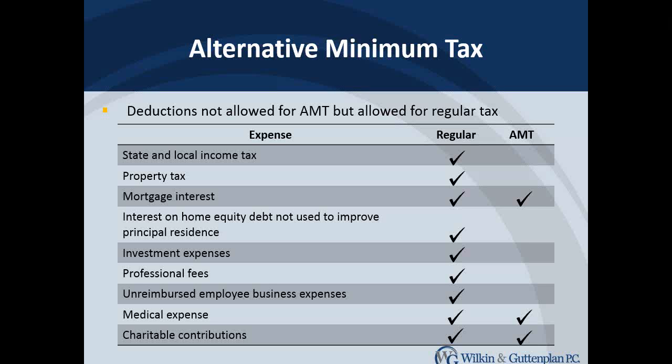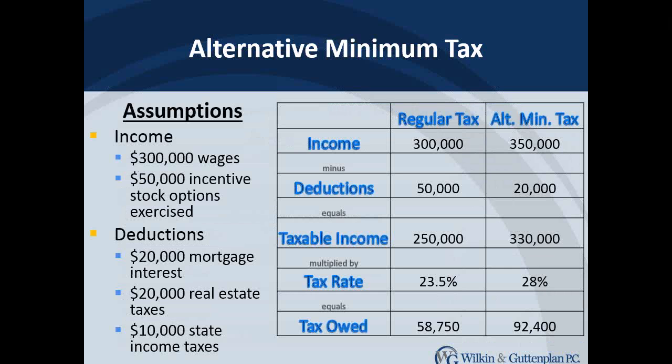And you'll notice the big ones. Up in the Northeast, we have high income taxes, high real estate taxes. All of those taxes are completely disallowed as deductions for AMT purposes. The other thing is unreimbursed employee business expenses, also something kind of common, completely disallowed for AMT purposes. So let's work through an example quickly just so that you can get a sense of how this works.